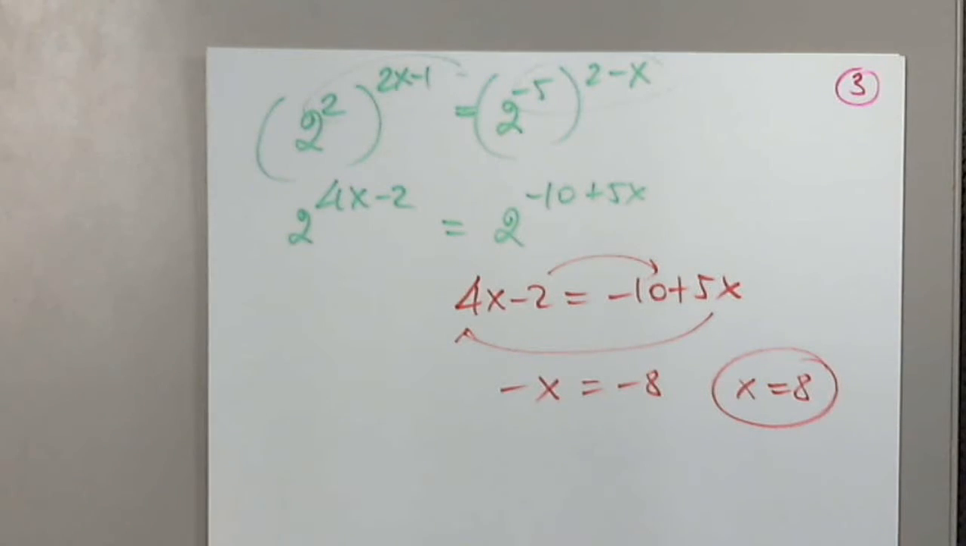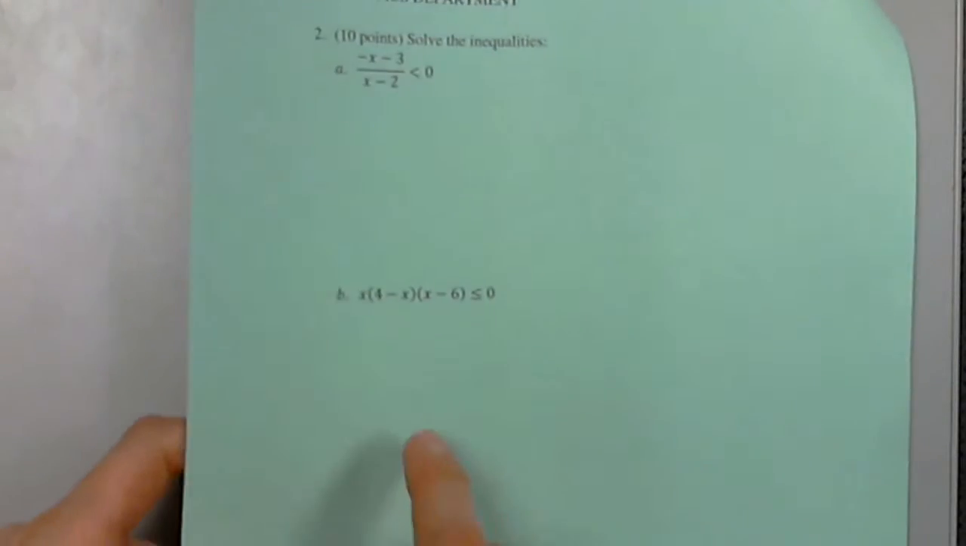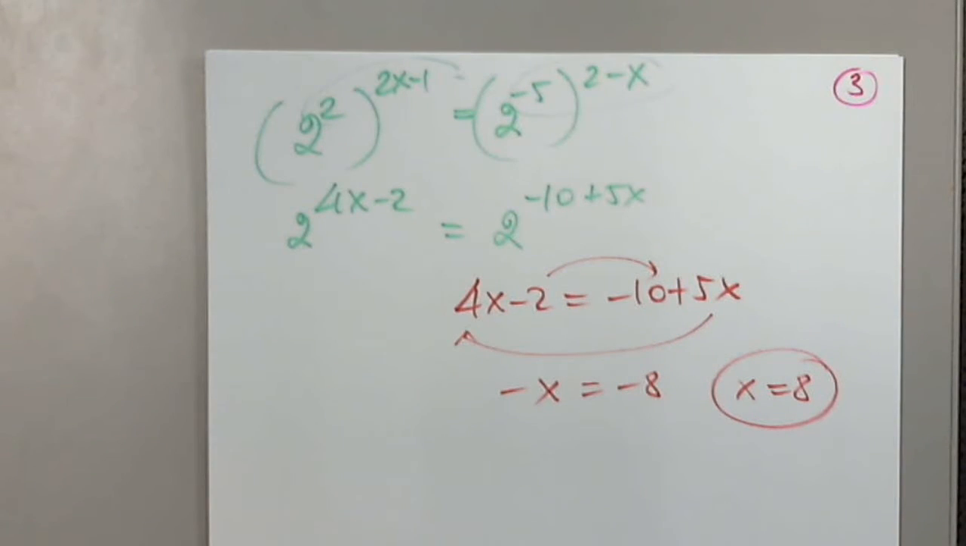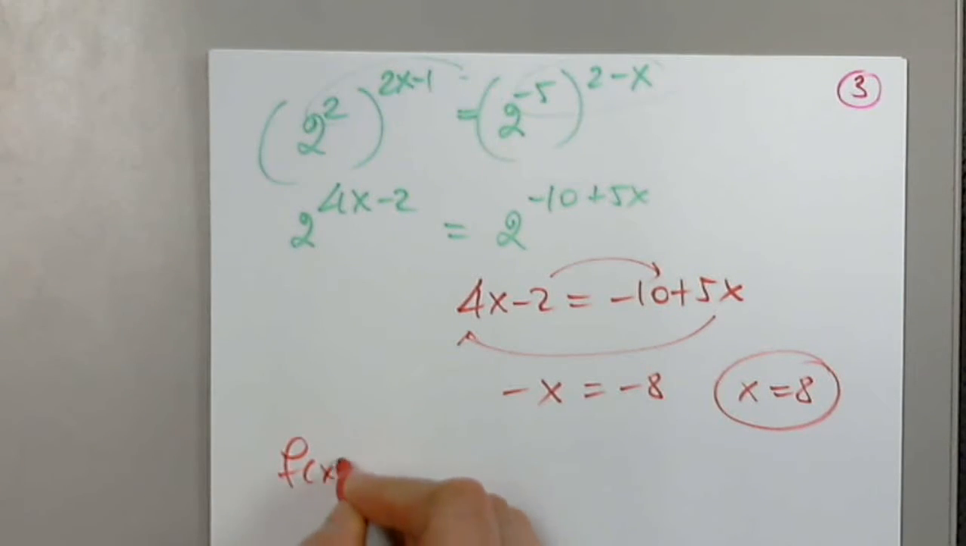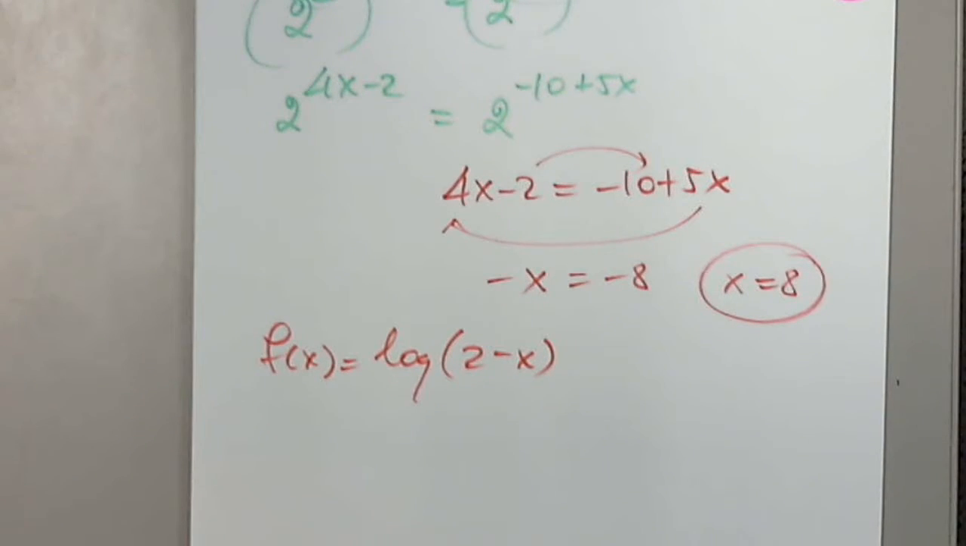Okay, so let's move on. This is not part of this test. It was part of the previous test. So find the domain of this function. Yes. So we have f of x equals log of 2 minus x. How do I find the domain of this function?